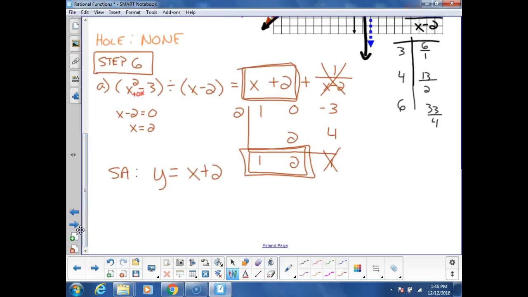This one is my slope over remainder. This is my slope. So your remainder is nothing. The remainder gets dropped. Whatever you get with the x is the slope, right?